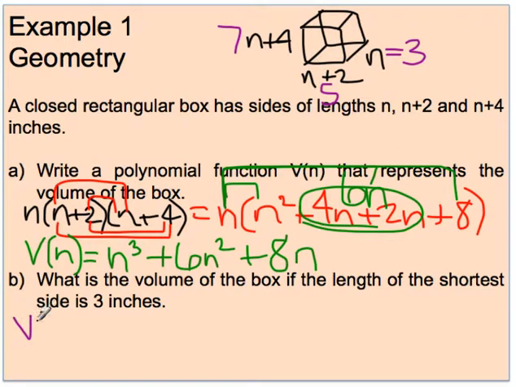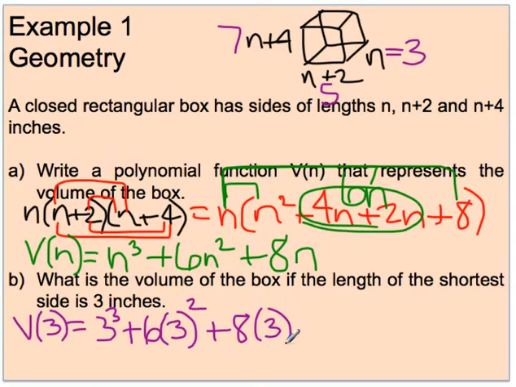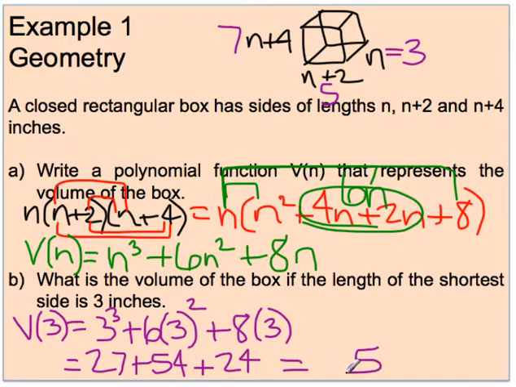Or I could use the algebra and say, well, this is the volume when n is 3. So I have 3 to the third power plus 6 times 3 squared plus 8 times 3. So 3 times 3 is 9, times 3 is 27. Plus we have 3 squared, which is 9, times 6, which is 54. Plus 8 times 3, which we know is 24. So I have 105 cubic units.